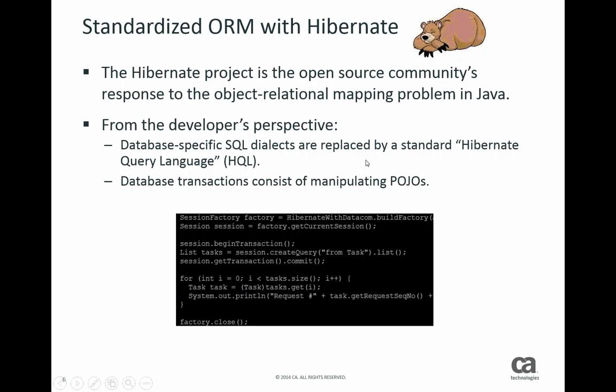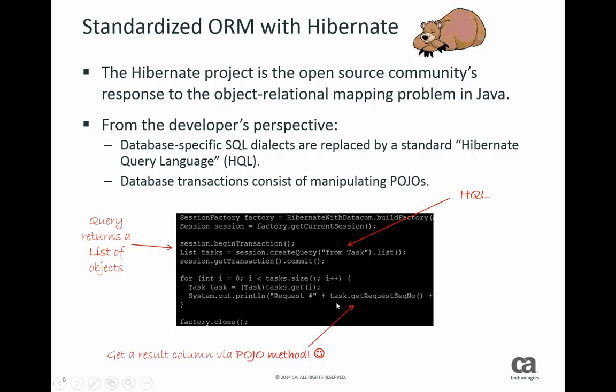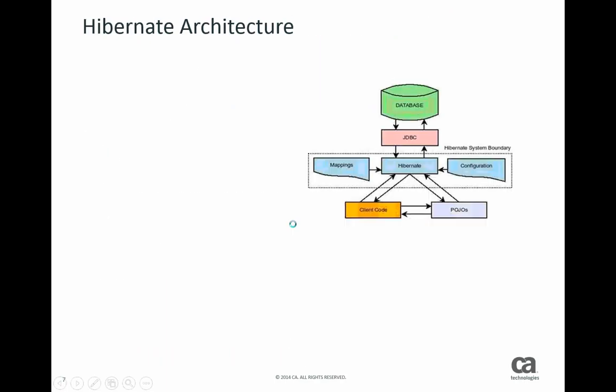And getting down in the weeds for just a second, a developer would notice in this kind of code snippet that what would typically be an SQL query is now a fragment of HQL. We're getting back from the query a list of Java objects, and then we can interact with those objects directly by calling their methods. This is exactly what we want.